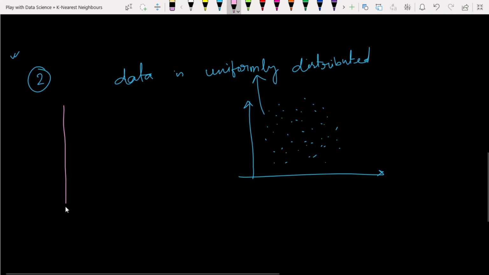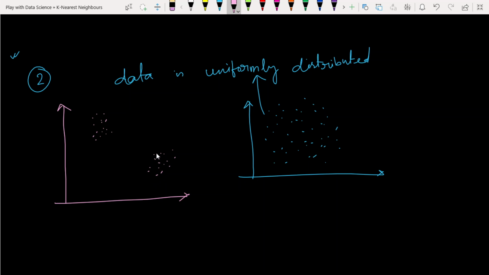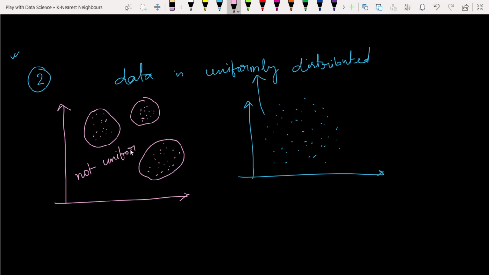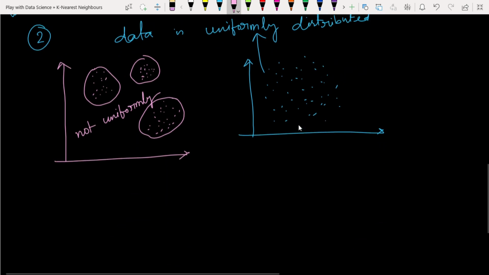But if it is not uniformly distributed, then this data will look like some clusters on our plane. Here I am making some clusters for this data. So it looks like that. These clusters mean the data is not uniformly distributed.